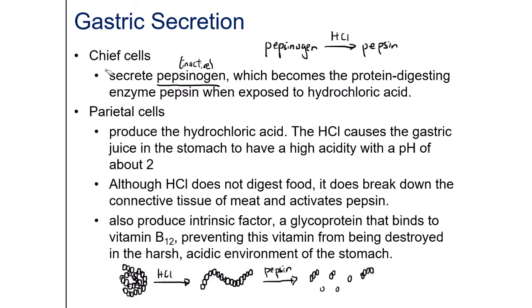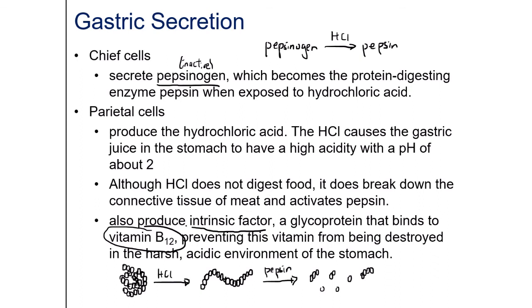There is another thing that is produced by the parietal cells. It is called the intrinsic factor. Intrinsic factor is a sugary protein, a glycoprotein, that binds to vitamin B12. We need B12 to make red blood cells, and so without vitamin B12, you're going to become anemic. This type of anemia is called pernicious anemia.